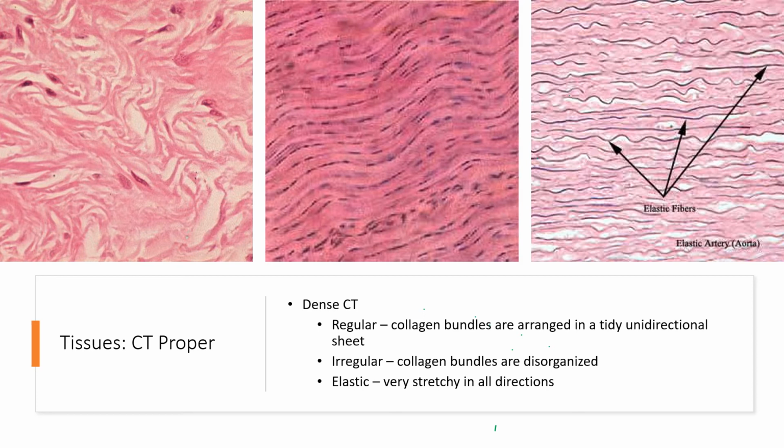So we have elastic, which is super kinky, tight, wavy, and stretches a lot in a lot of directions. Dense irregular connective tissue has thick, ropey, strong collagen bundles, but they're going all which way. It has some give, but not a ton. And dense regular connective tissue is super dense with collagen. It's all wavy in a super parallel direction, and it has a little bit of give in only one direction.